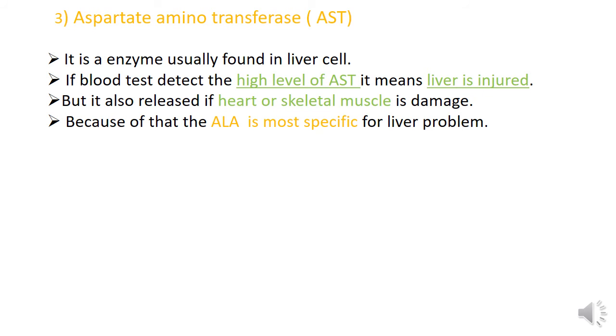Next one is aspartate aminotransferase, AST. It is an enzyme usually found in liver cells. If a blood test detects a high level of AST, it means the liver is injured. But it is also released if the heart or skeletal muscles are damaged, so this is not an appropriate test alone for liver disease diagnosis. ALT is more specific for liver problems, so alanine transaminase is mostly useful for detection of liver disorders or diseases.